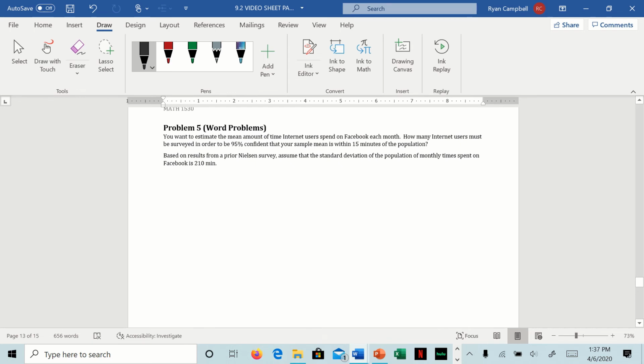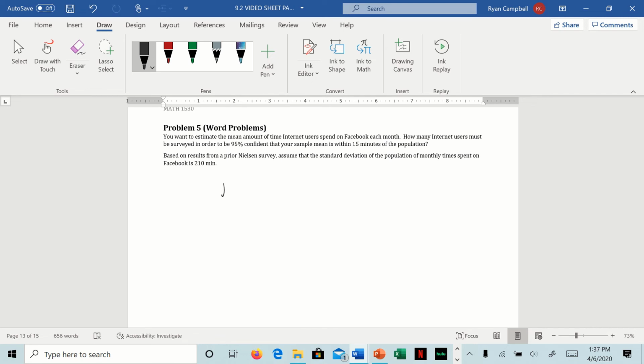All right. So problem 5. You want to estimate the mean amount of time internet users spend on Facebook each month. How many internet users must be surveyed in order to be 95% confident that your sample mean is within 15 minutes of the population? Based on the result from the prior survey, assume the standard deviation of the population of monthly time spent on Facebook is 210.